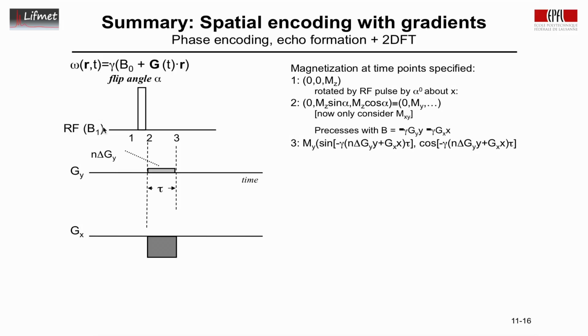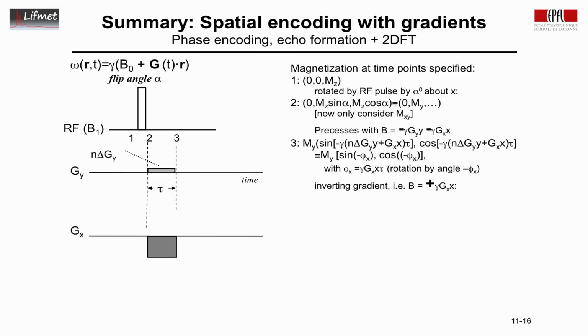So at this time point, between 2 and 3, the magnetization in the transverse plane, now we're just looking at the transverse plane, is the My magnetization that we had here, times sine of the phase for the x component, and for the y component, cosine of the phase that we have here. So this is the phase phi x. So if we take an influence of the gradient, we'll call this the phase.